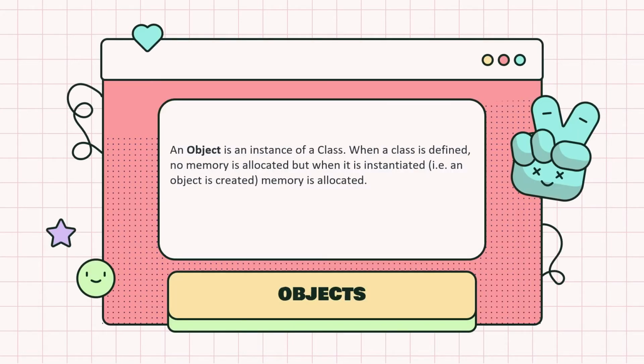Another important characteristic of object-oriented programming is the object. An object is an instance of the class. Without an object, there is no access to the class. We are not able to access the class. When a class is defined, no memory is allocated. When we define an object, the memory is allocated.